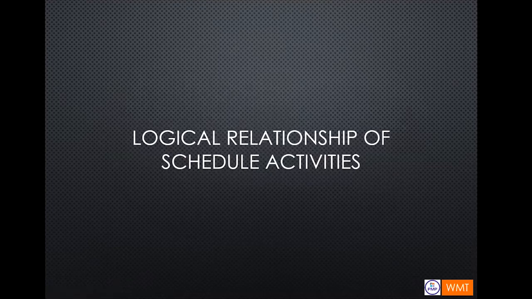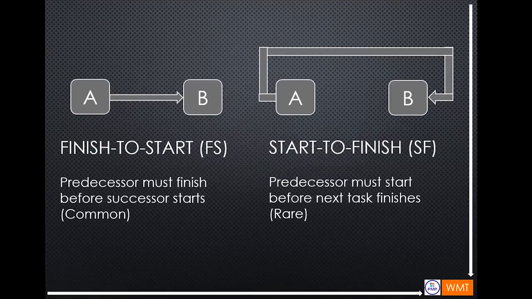So, logical relationship of scheduled activities. There are four logical relationships, namely the finish to start, start to finish, start to start, and finish to finish. The following diagram is self-explanatory, with some description. Finish to start, or FS, is where a predecessor must finish before the successor starts.